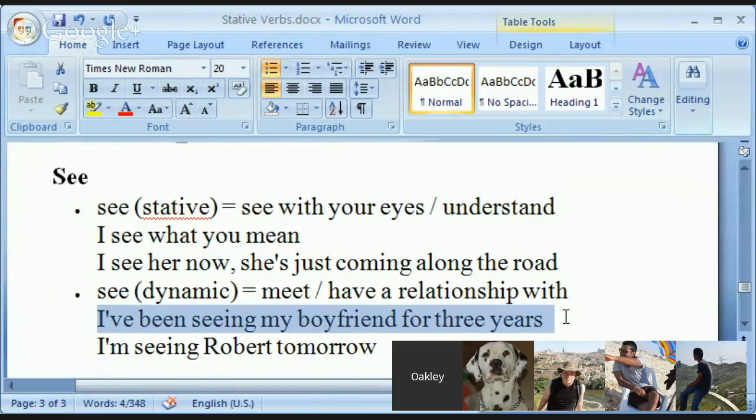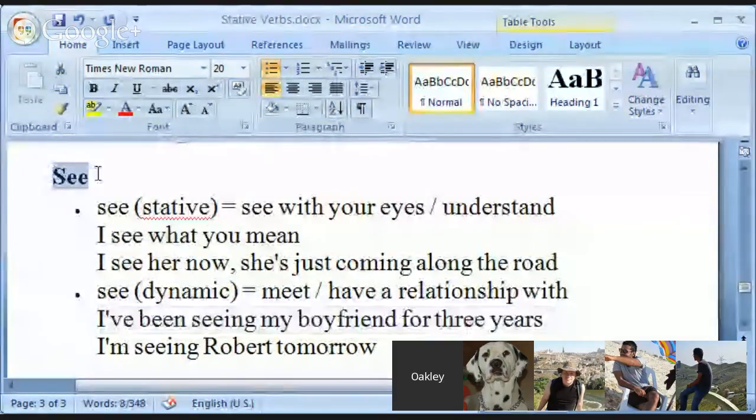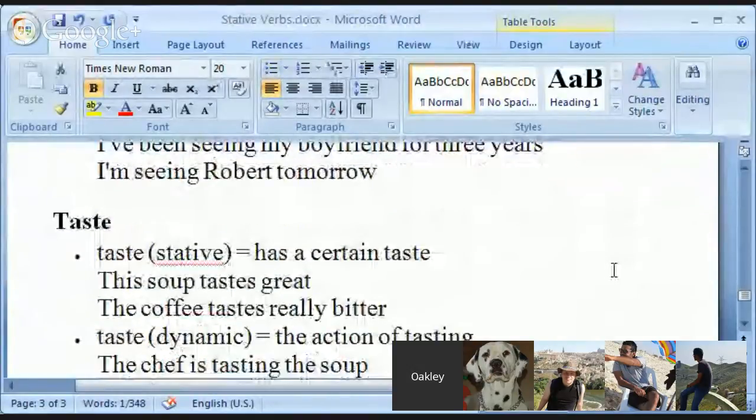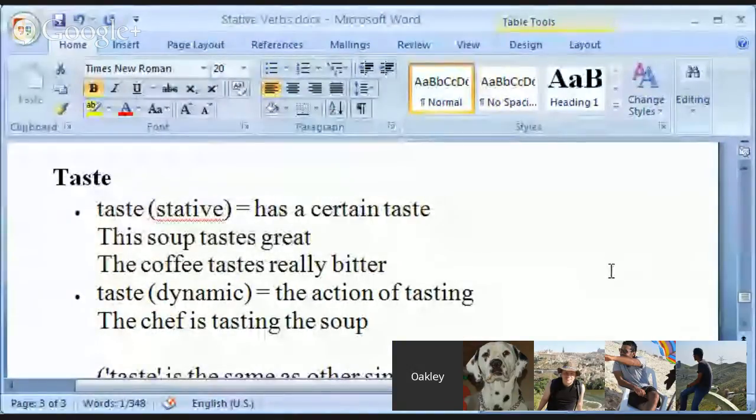We use seeing also to mean having a relationship. I've been seeing my boyfriend for 3 years. Okay, fine. It basically means dating. We can use see this way. So you're going to notice a lot of your senses, sight, smell, hear, are going to be stative sometimes. Last example here, and then we're going to look at some words together.